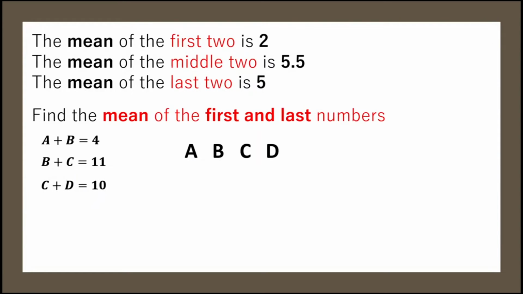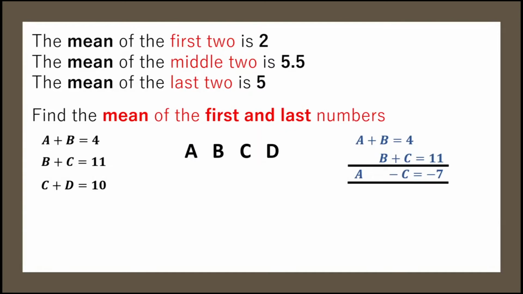So I've collected these 3 facts. The question has asked me to find the mean of the first and the last number, so I need to work with A and D. I'll start with these 2 equations, and I notice that if I subtract, I can eliminate B from the equation. So the first equation subtract the second equation will give us A minus 0, B minus B eliminates the B's, and 0 minus C gives me negative C. So that's A minus C equals 4 minus 11, or negative 7. A minus C equals negative 7.